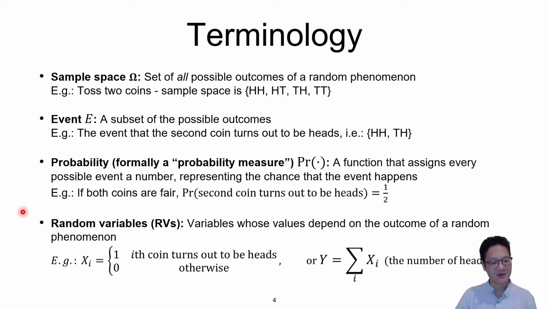Okay, and finally, random variables. These are variables whose values depend on the outcome of a random phenomenon. You may be the most familiar with these. If we define a random variable X_i to be equal to 1 if the ith coin toss turns out to be heads and 0 otherwise, this would be a random variable. Its outcome depends on what happens when you toss several coins. We can also define a variable Y to be equal to the sum of the X_i's. So we can define more variables on top of other random variables as well.